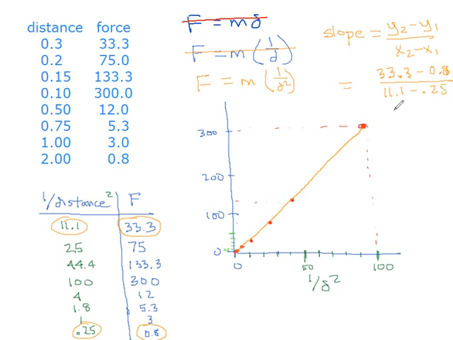Uh, 33.3 minus 0.8 is 32.5. 11.1 minus 0.25 is 10.85. And if we divide that out, 32.5 divided by 10.85, we get 2.995, which is very, very close to 3. So I think our equation here is something very close to f equals 3 times 1 over d squared. And of course you could mush that together and just say 3 over d squared if you wanted.